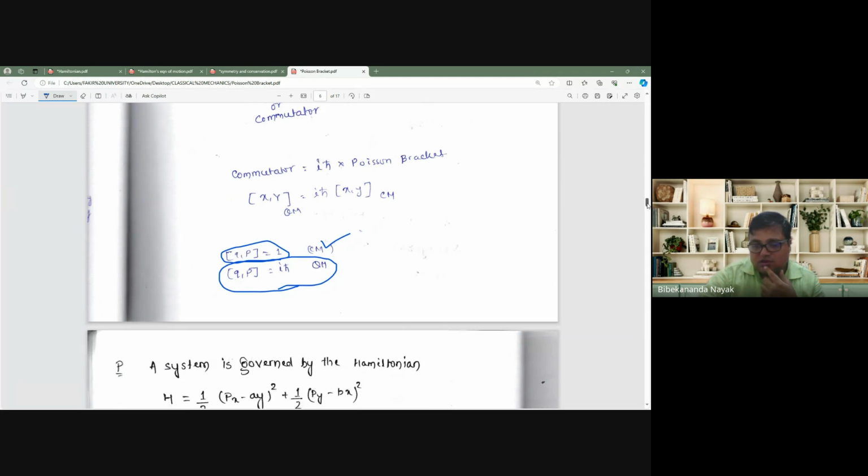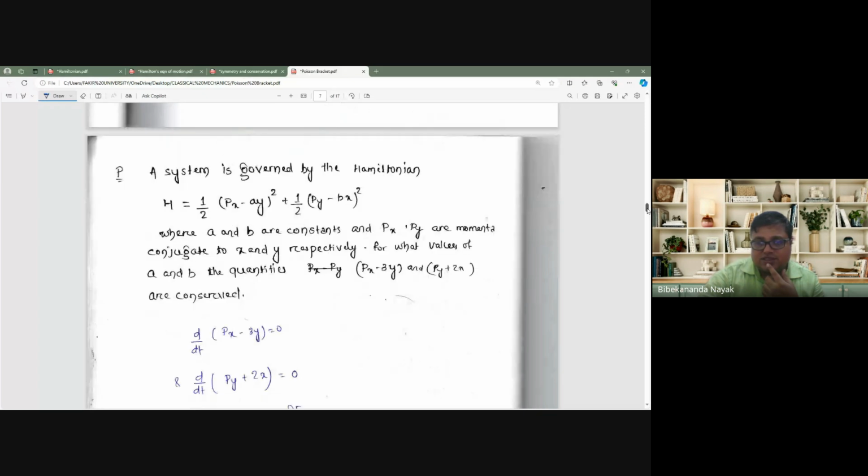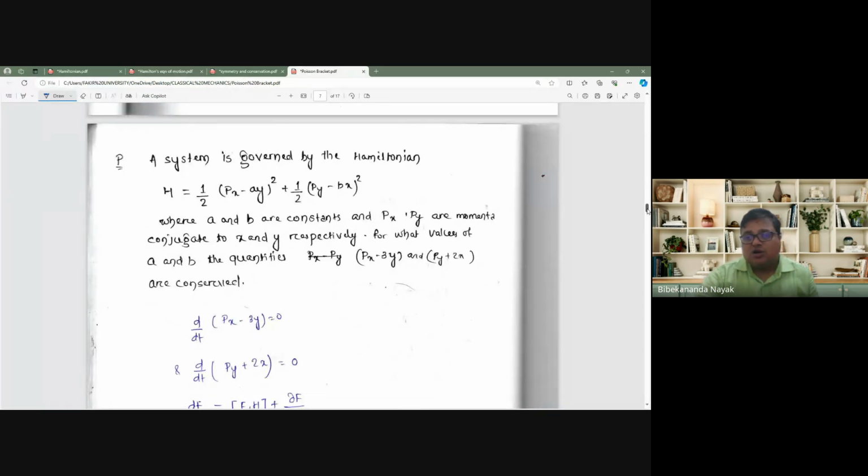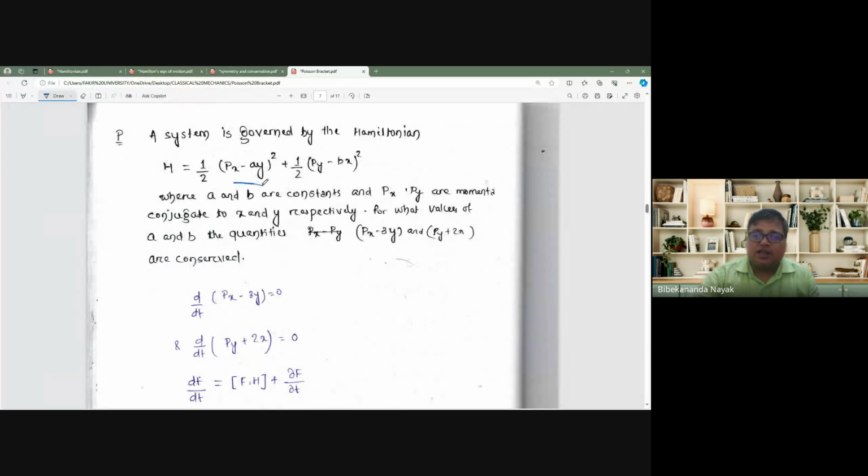Okay, that is the relation. Now a system is governed by this Hamiltonian. There are some problems. The Hamiltonian is given where A and B are constants, and px, py are momenta conjugate to x and y, for the value of A and the quantity.